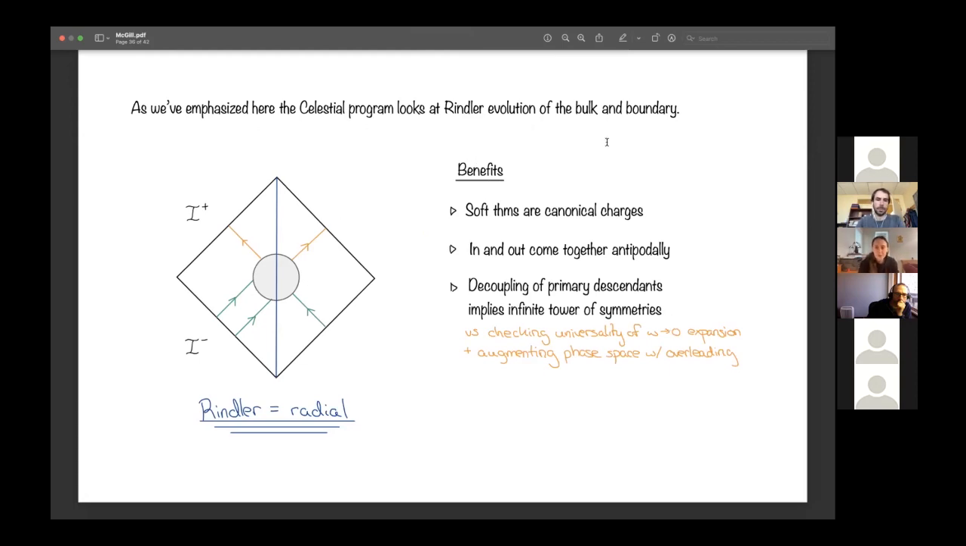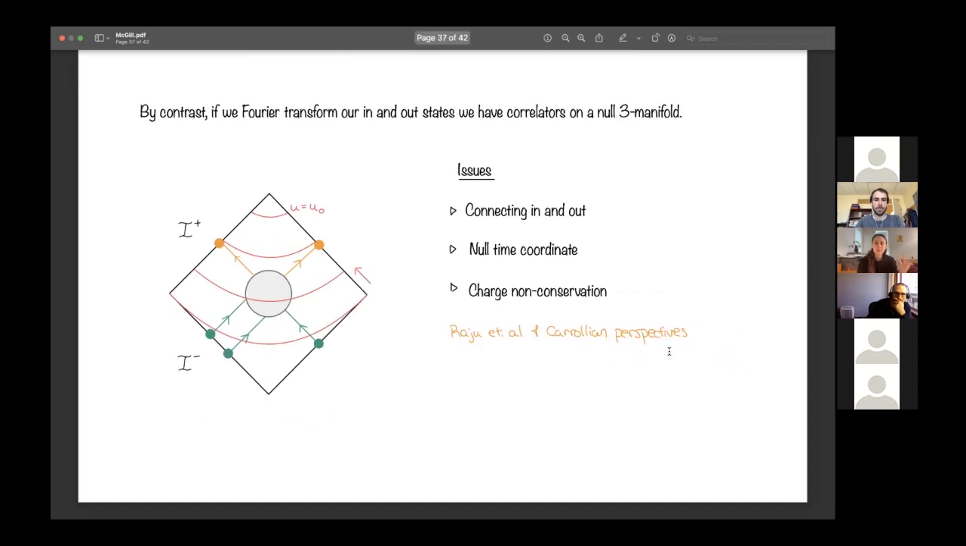So the point of the celestial program is basically that some of the benefits we've seen are that these soft theorems are directly the canonical charges, and we can see that more quickly from that cut of the bulk and boundary. The in and out come together by just cutting all the way through the bulk. And then if I really take Rindler evolution equals radial evolution, and I say that I can treat it like a radially quantized celestial CFT, which you see in the celestial OPEs and whatnot, that people are basically doing and getting something out of, then I would expect a decoupling of primary descendants, which would give me this infinite tower of symmetries. And I want to emphasize in the last parts of the talk that this is quite a drastic change from how one would try to check universality of going subleading order in the frequency expansion for how the S-matrix behaves, or similarly trying to ask about how to augment the phase space with overleading gauge transformations to try to add those symmetries back into the spacetime.